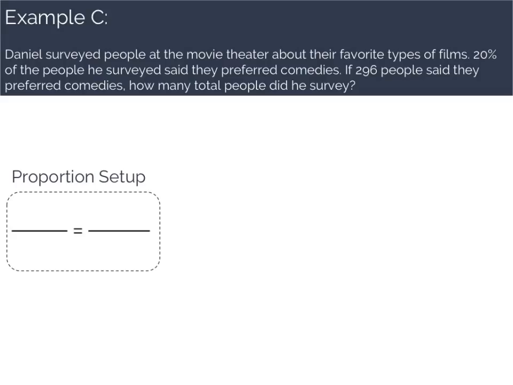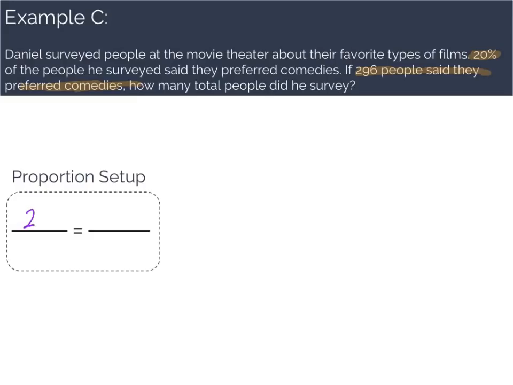So let's take a look at the information we have. We know that he's talking about 20% of the people that he surveyed preferred comedies, and 296 of those people were the people that preferred comedies. Nothing in here talked about the total number of people other than the question that it's asking me. So let's set up our proportion with what we do have.